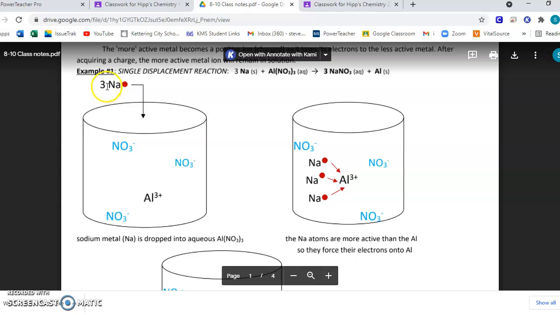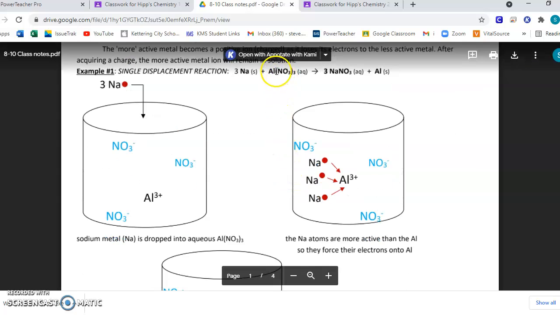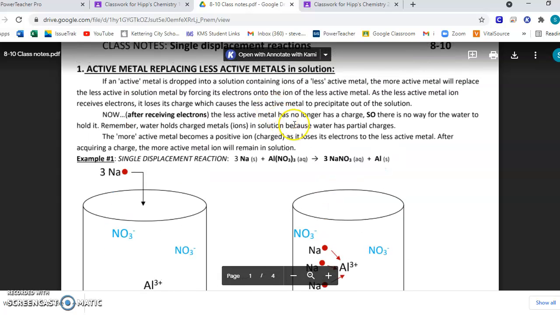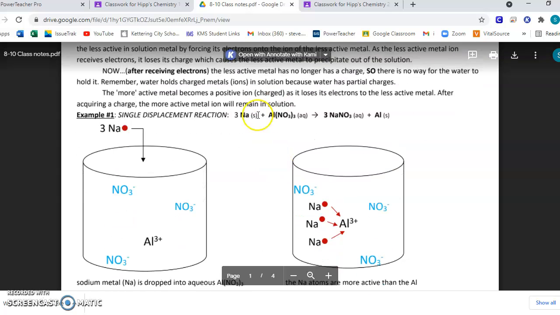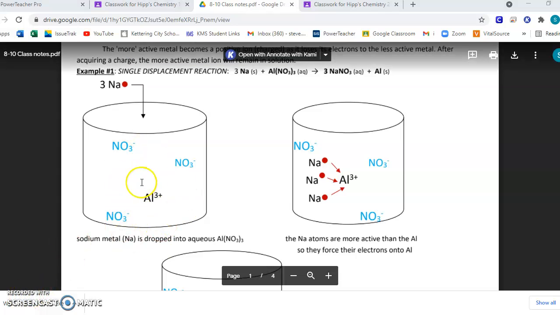The 3 sodiums were dropped into the solution. Again, sodium has 1 valence electron, so it only has 1 dot. In the solution, remember, aqueous means it's been pulled apart. So I have 3 nitrate ions floating around with the subscript 3, and I only have 1 aluminum ion at 3+ floating around. Again, aluminum's in family Roman 3. So this first thing, we're dropping the 3 sodiums in. That's what's happening before the reaction.